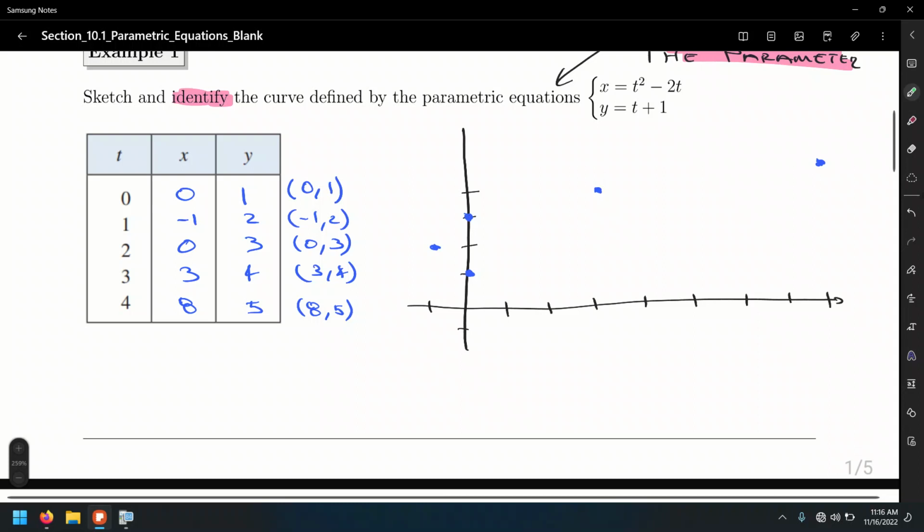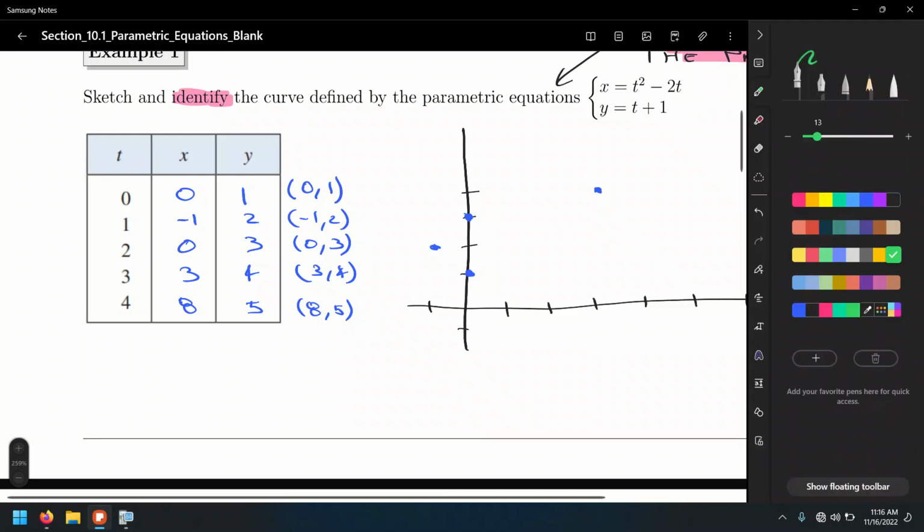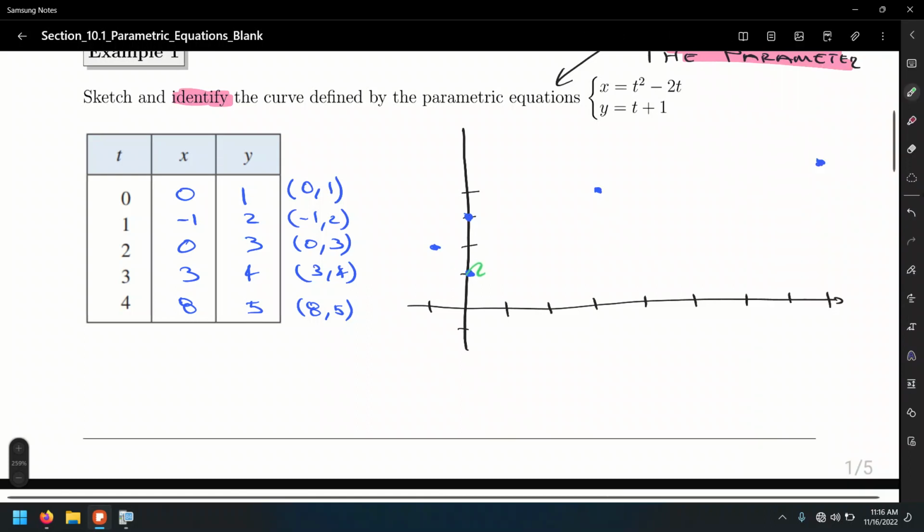And in this case, number one, let's plot the points and let's have a sense of direction. So notice this is t equals 0, 1, 2, 3, 4. So I'm going to go in this order.